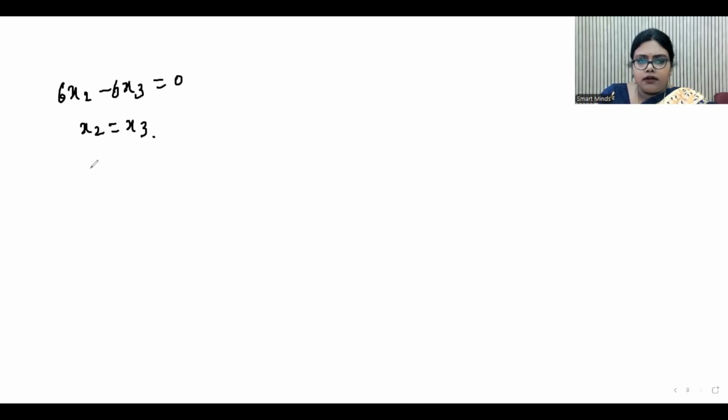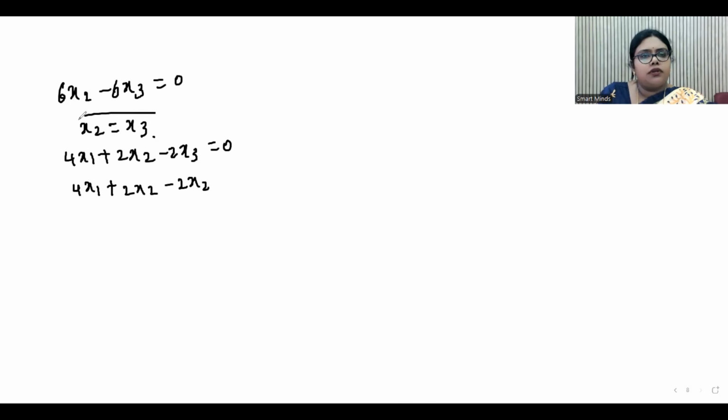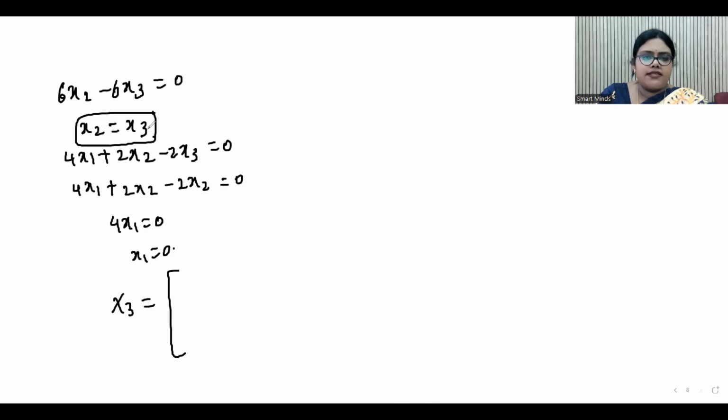Okay, now what is the first equation? 4x1 plus 2x2 minus 2x3 is 0. Now 4x1 plus 2x2 minus 2x2 because x3 is also x2. x2 and x3 both are equal. So this will become 0. So you'll get 4x1 is 0 and so x1 is equal to 0. So what is the third eigenvector? If we take x2 and x3 as k, you'll get 0, 1, 1. Now you got all the eigenvectors.